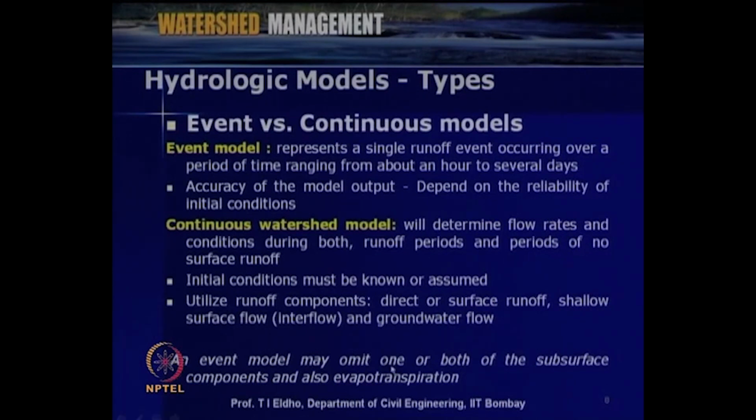An event model may omit one or both of the subsurface components and also evapotranspiration, depending upon the modeling accuracy we are looking for. But in a continuous watershed model, we have to consider these evapotranspiration losses and also the various subsurface components. So, that is about event versus continuous models.